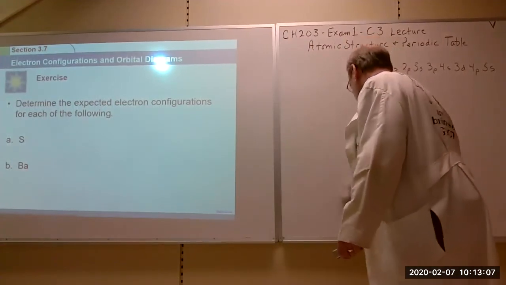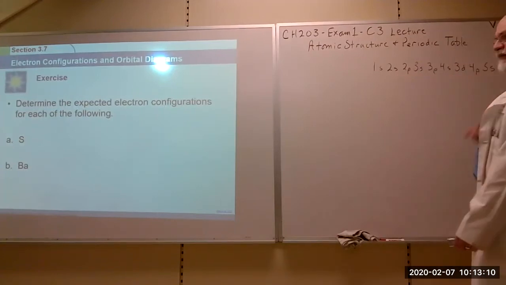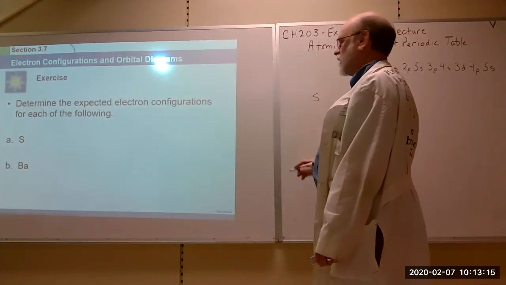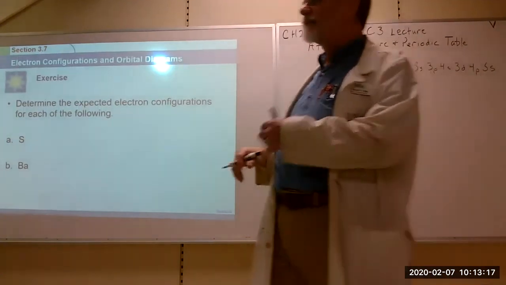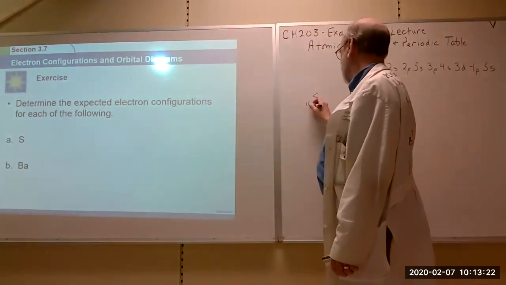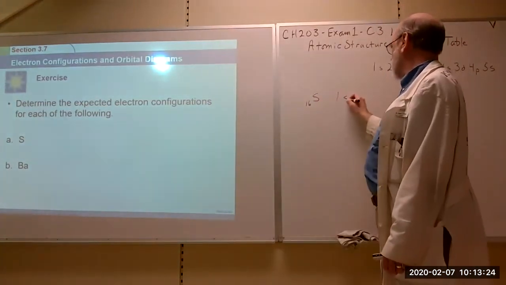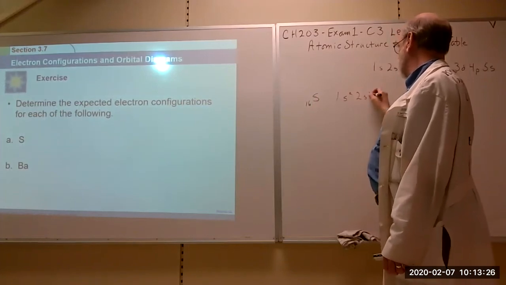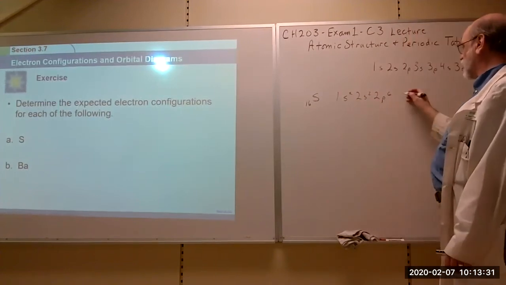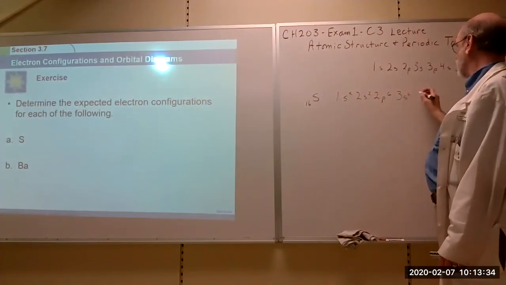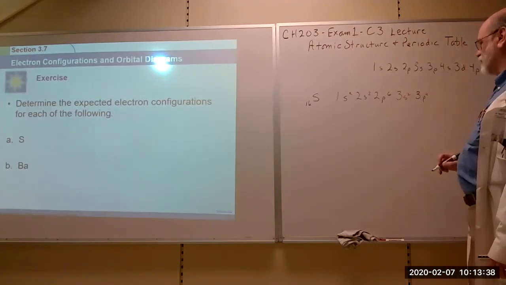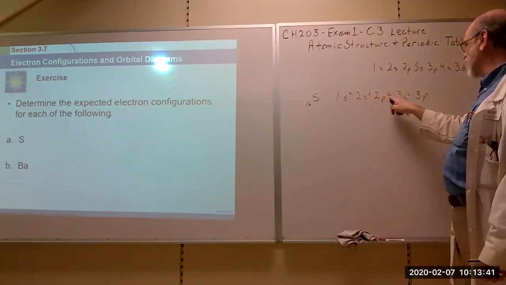But for our purposes, we've got our order right up here. How about sulfur? Let's see, how many electrons does it have? 16, right? So we're going to need this one, this one, this one. That gives us 10, right? So we've got 6 more, then 4 more. So 2, 4, 10, 16.